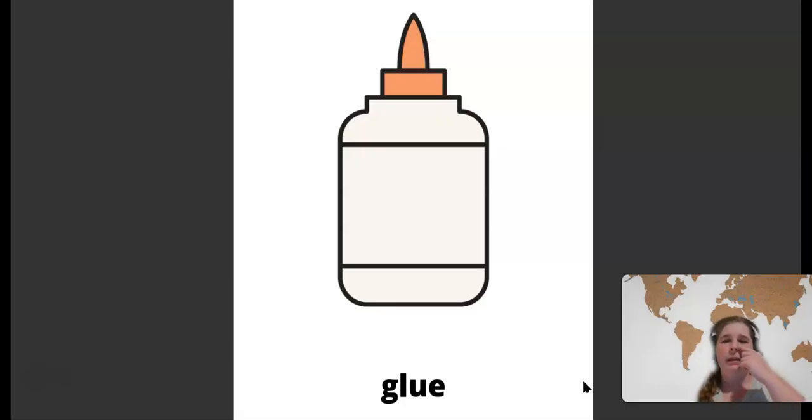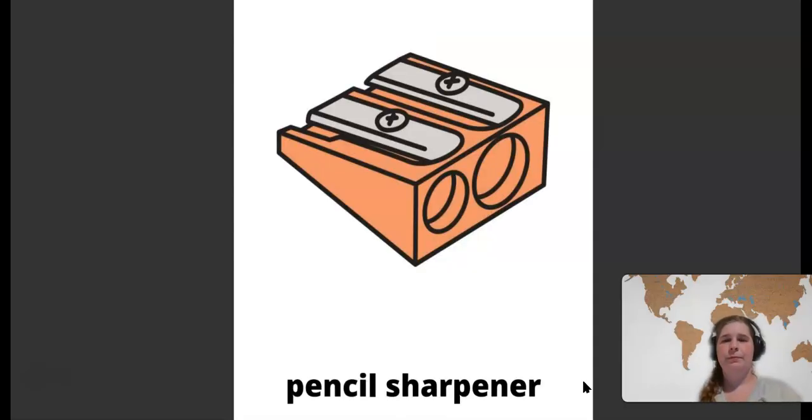Make a sentence with glue. Use glue to stick the papers together. Make a sentence with pencil sharpener. May I borrow your pencil sharpener?